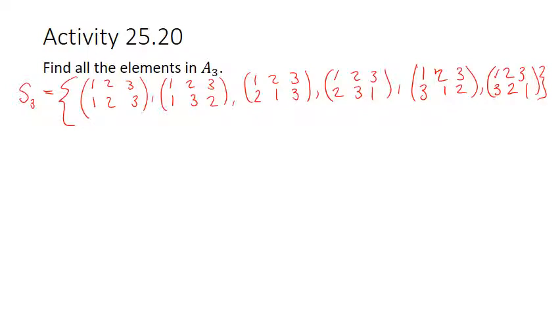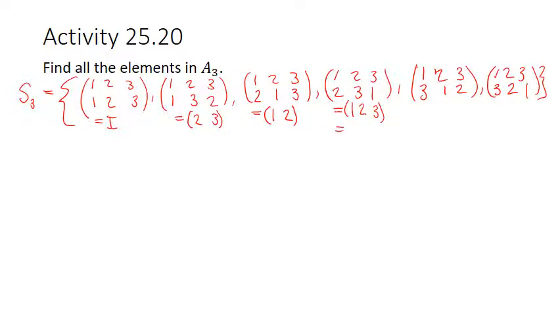Obviously this is just the identity, so I don't really need to worry about this one. This one is a transposition of 2 and 3, so that one's easy. This is the transposition of 1 and 2, so that's easy as well. This one, I believe, is a 3 cycle. 1 goes to 2, and then 2 goes to 3, and 3 goes back to 1.